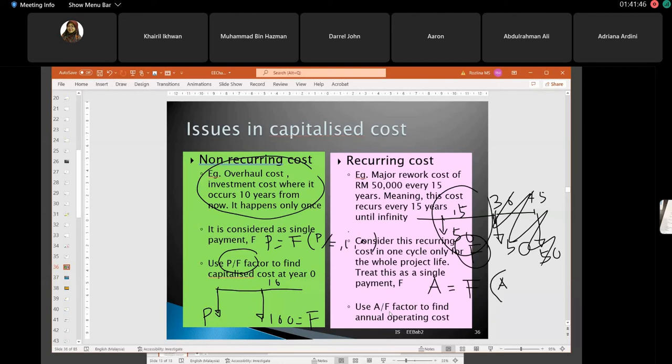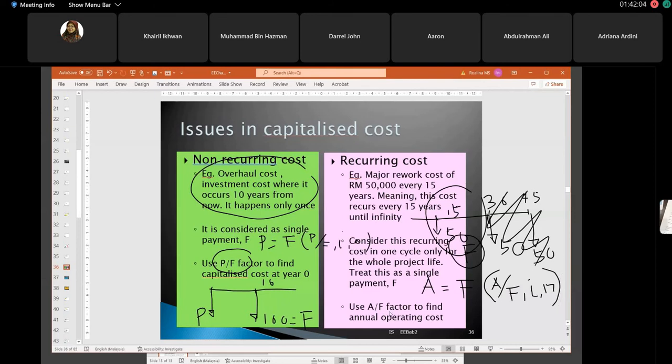A over F, I, N. So here A equals F, by considering that the A mentioned earlier is not A; we make it as F and then we convert to A. That is the strategy to get the answer as A. Okay, so use the A over F factor to find the annual operating cost. This is a bit tricky.